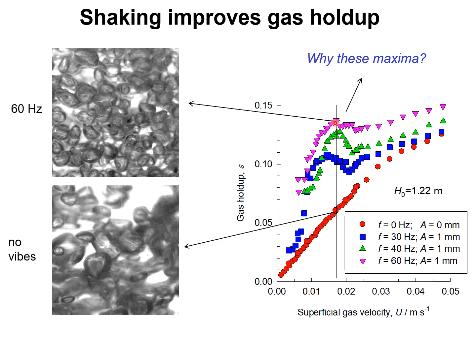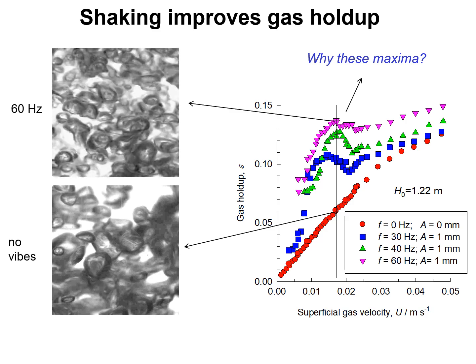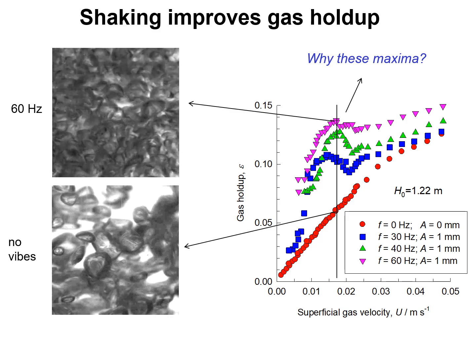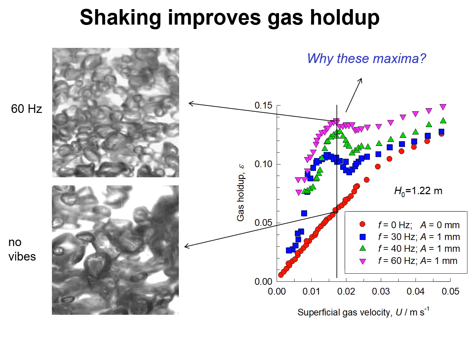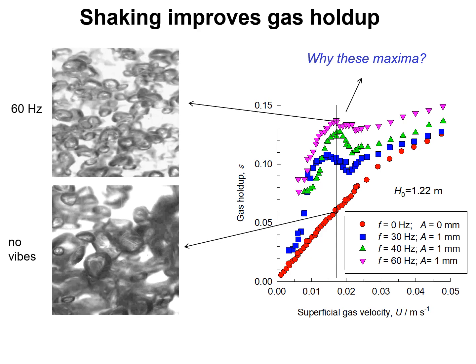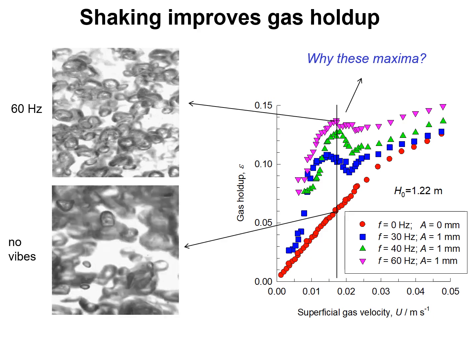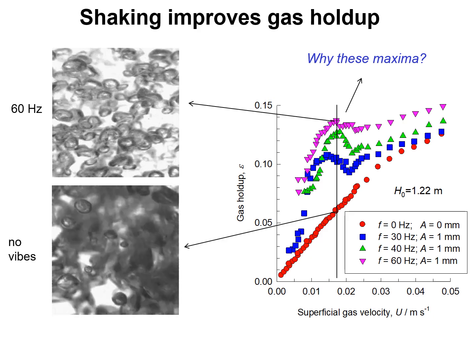If we look at the column at certain positions, say the one corresponding to this maximum here, and I examine the gas holdup in the column, we see this behavior, whereas if we look at an unvibrated column, we see that the bubbles are larger in size.